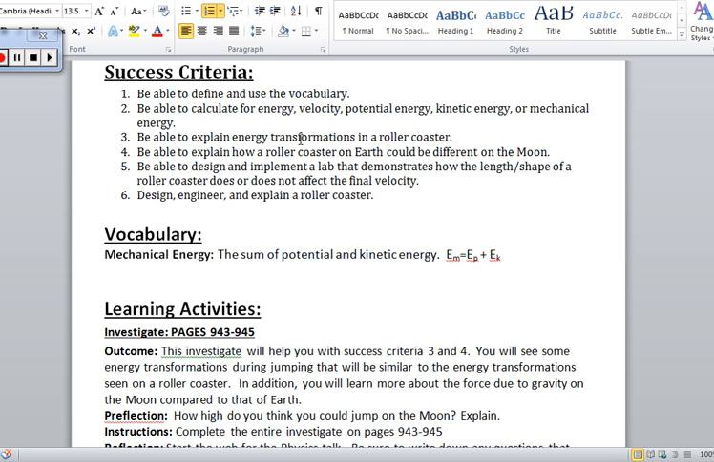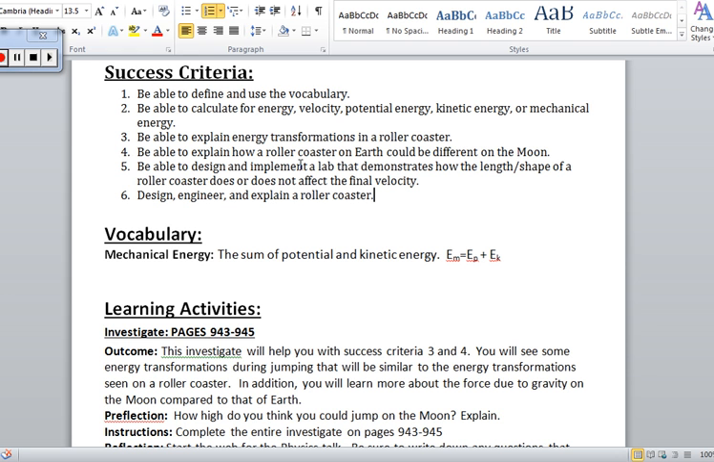So we're going to be looking at a comparison between Earth and the moon and the potential energy differences between the two. What this should give you is a better idea of both how acceleration works on the Earth and the moon, and it should give you a better understanding of how acceleration affects potential energy.